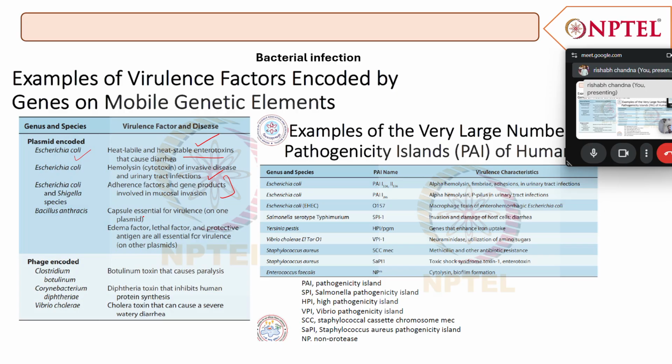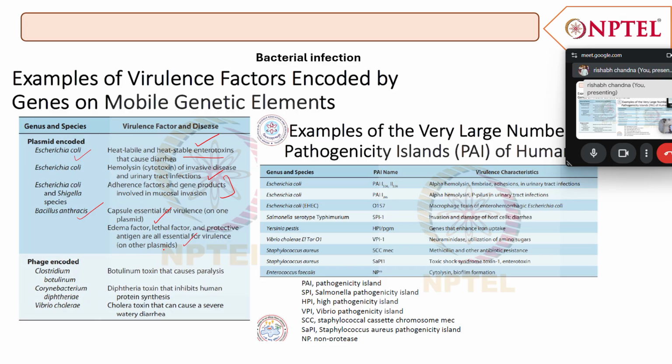Then we have, in case of Bacillus anthracis that causes anthrax disease, the capsule, which is essential for virulence and is present on a plasmid. The edema factor, lethal factor, and protective antigen are all essential for virulence, and those are present on the other plasmid. So it contains two plasmids. These were the plasmid encoded genes that help these bacteria to actually infect.